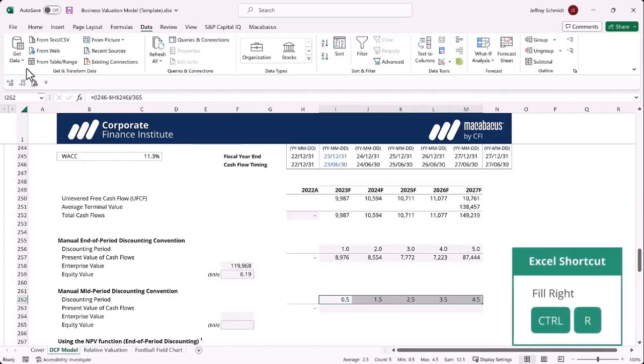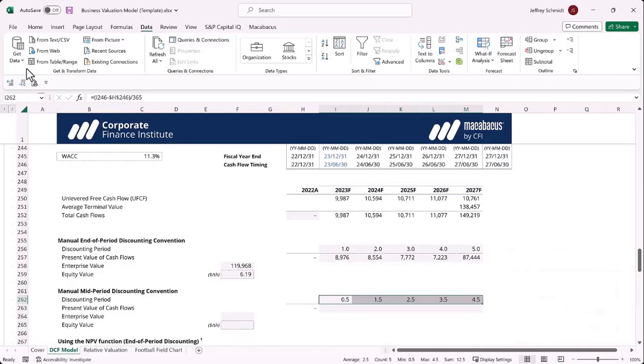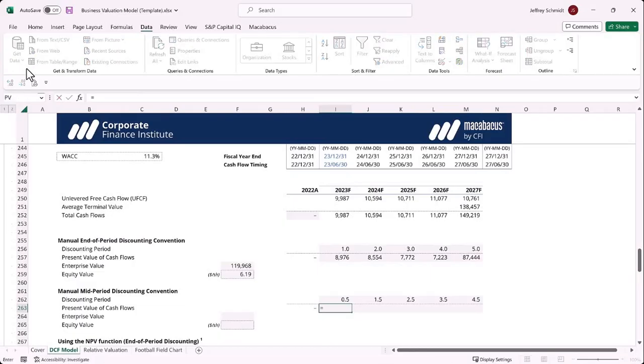You'll notice everything is 0.5 earlier than the end of period. That's intentional. We are slightly moving the discounting forward, which will slightly increase the present value of our cash flows. The underlying assumption in the mid-period discounting is that the cash flows don't occur at the end of the year. They occur on average in the middle of the year.